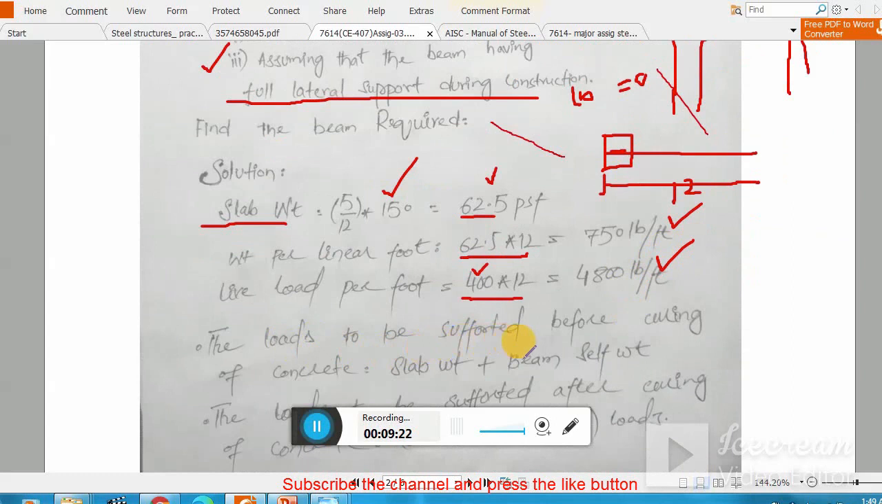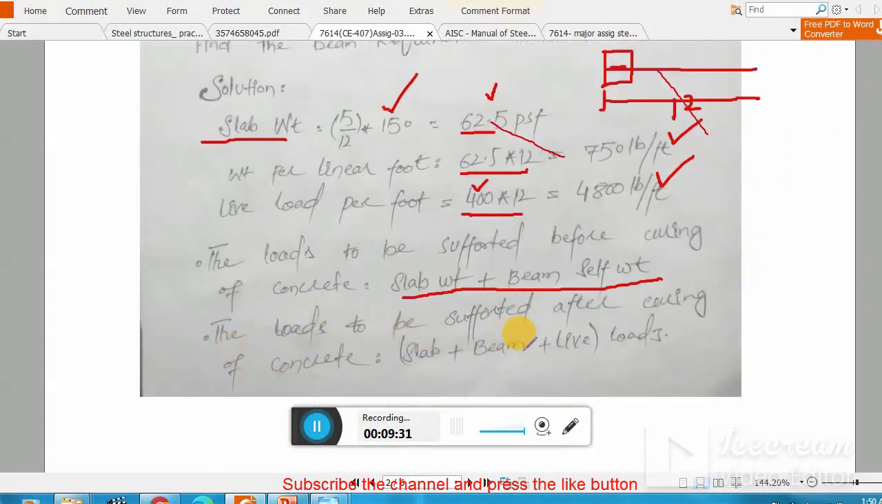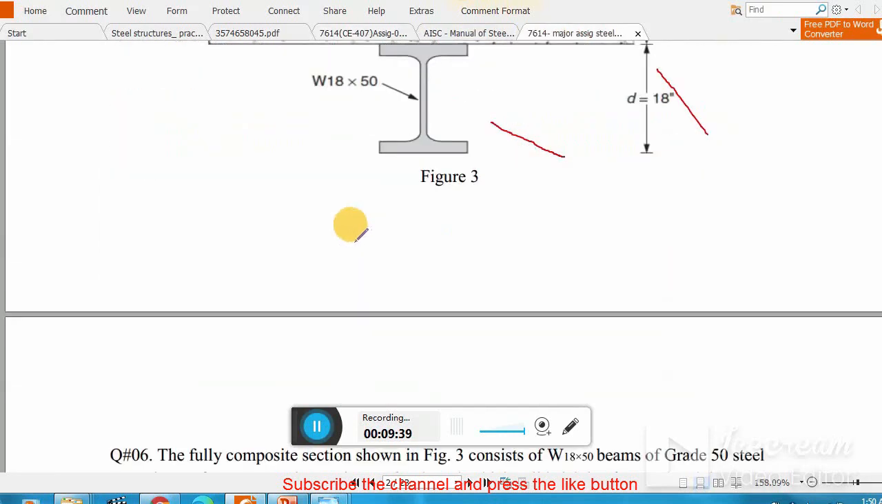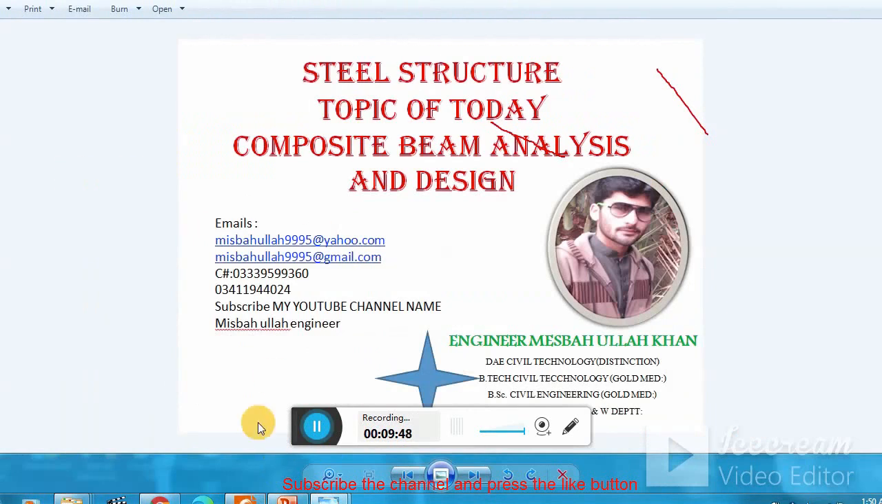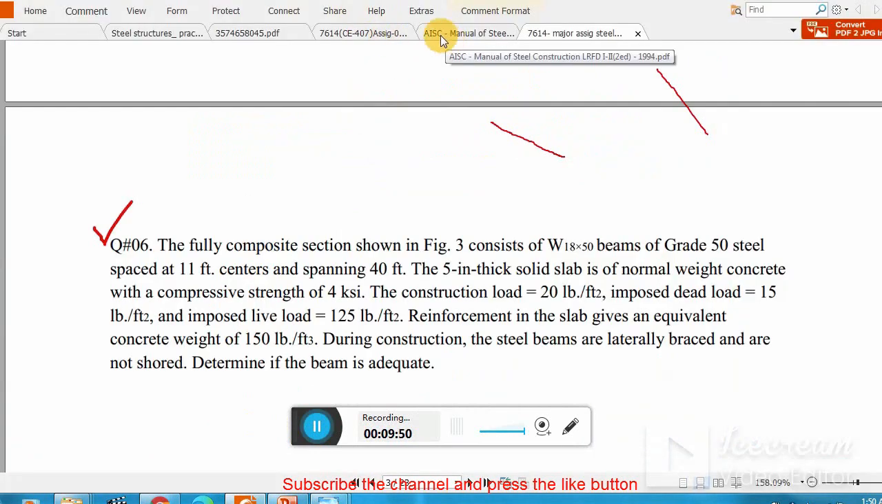Clear? The loads to be supported before covering up concrete are the slab weight and the beam weight only, okay. And the loads to be supported after covering up concrete are slab weight, beam and live load. So I explained them in my major assignment in this question, when I was covering this question in lecture number 9 and 8, I think. I explained these terms, okay, what they basically mean.